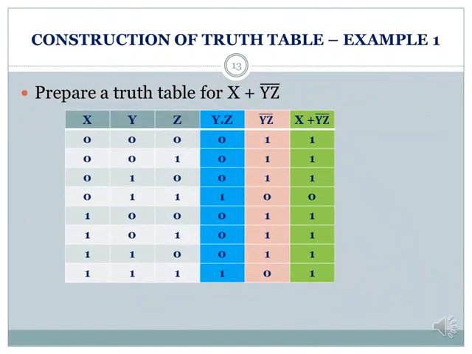Here, for the given expression x plus yz whole bar, we need to construct a truth table. How many variables are there in the expression? Overall, 3 variables: x, y and z. First of all, we need to find the possible combinations of inputs. With 3 variables, we have 2 to the power 3, overall 8 possible combinations of inputs. After filling in all the possible combinations of inputs, from 0 to 7, you need to find yz. After finding yz, we need to calculate yz bar. Then only we can add the x value with yz bar.